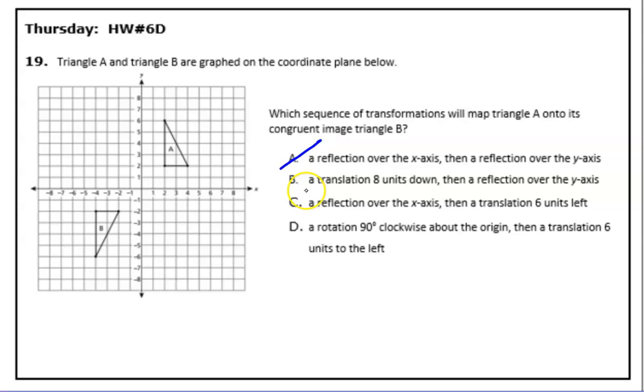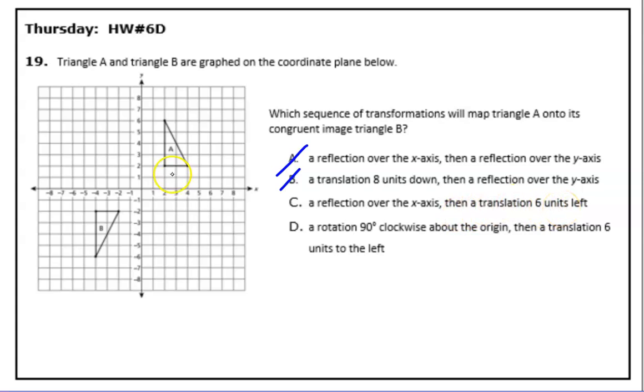How about a translation 8 units down? So if I translate this 8 units down, 1, 2, 3, 4, 5, 6, 7, 8, and then I reflect it over the y-axis, again, it would be facing that way. So that one's out. A reflection over the x-axis, then a translation 6 units left.